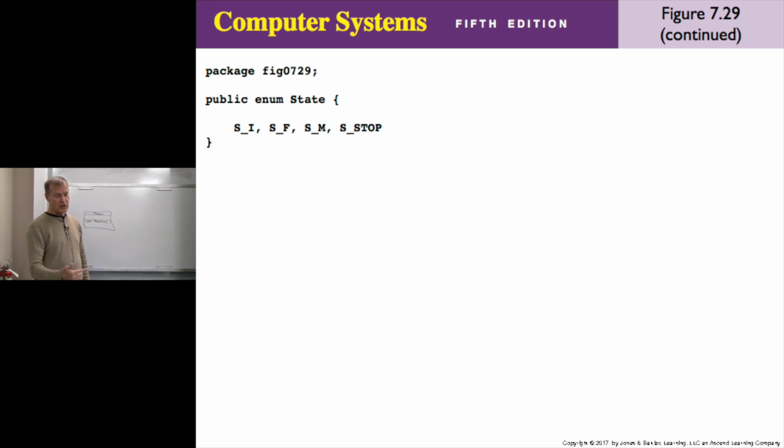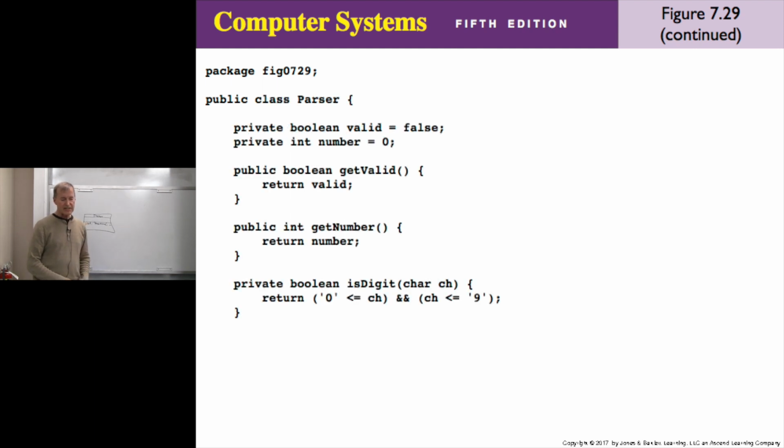Okay, so that's an enum, an enumerated type. It's useful to think of it as S sub I being 0, SF being 1, SM being 2, and S stop being 3. You can think of it that way if you want, but we'll use the names here, just like we did before with those ints. Are we good? All right, and now here is class parser.